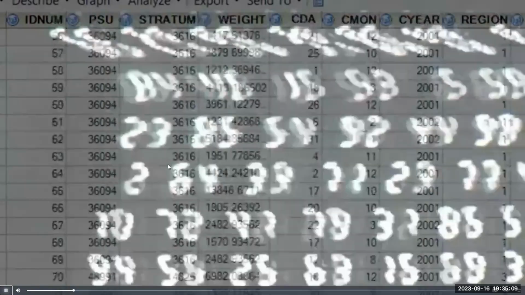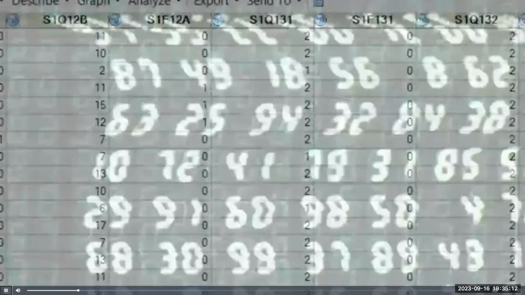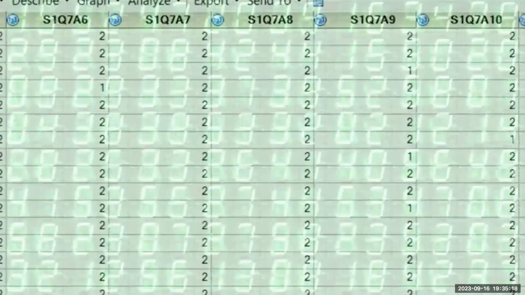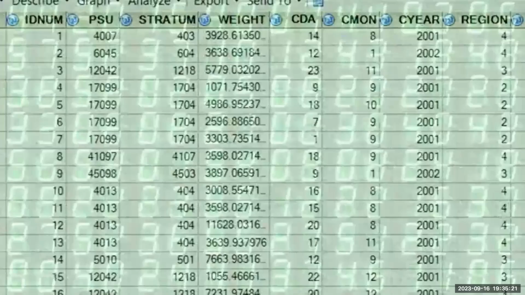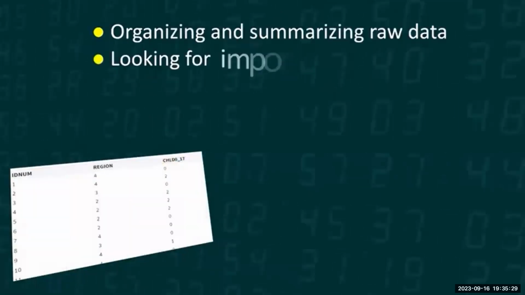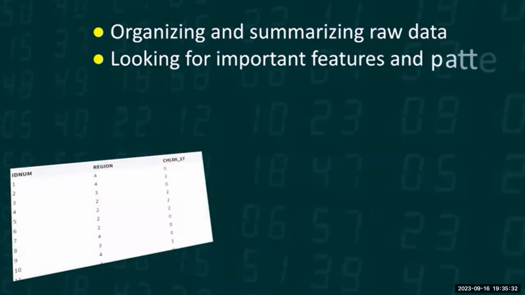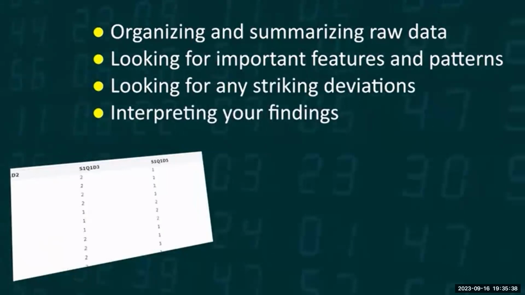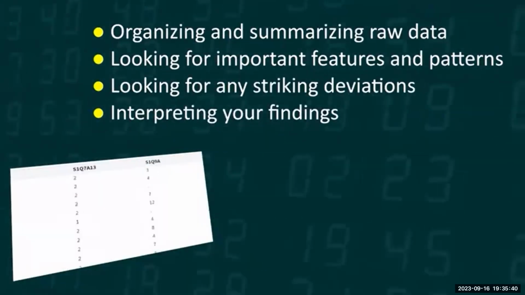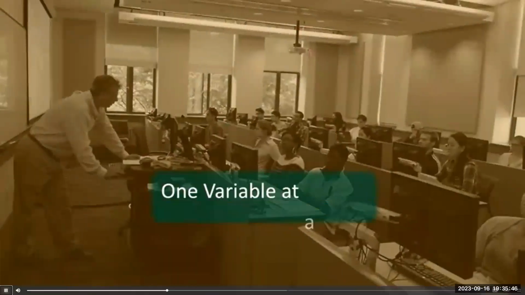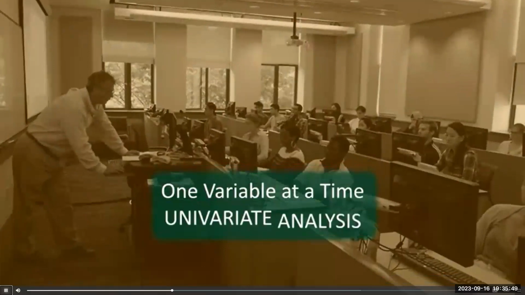Data analysis is what you use to make sense of the data. You do this by converting data from its raw form to a form that makes sense, that has context, that tells the story you want to tell. Basically, exploratory data analysis consists of organizing and summarizing raw data, looking for important features and patterns in the data, looking for any striking deviations from those patterns, and interpreting your findings in the context of the problem or research question. We begin exploratory data analysis by looking at one variable at a time, also called univariate analysis.